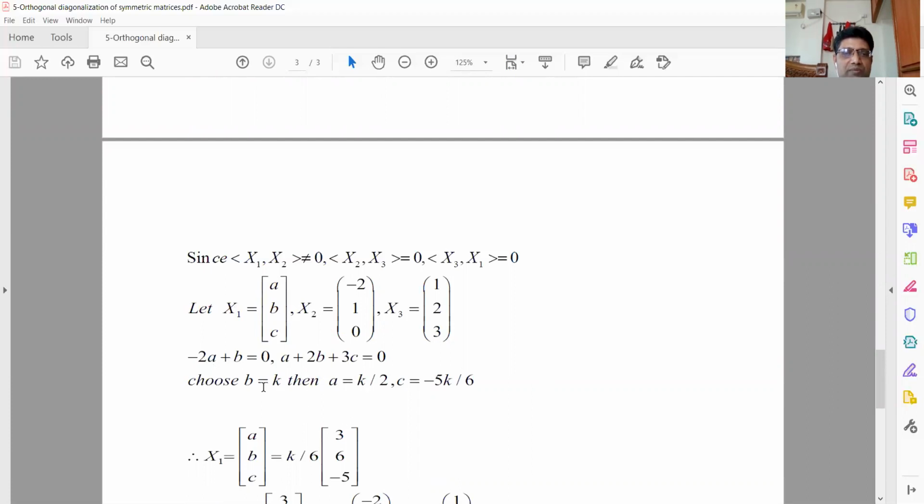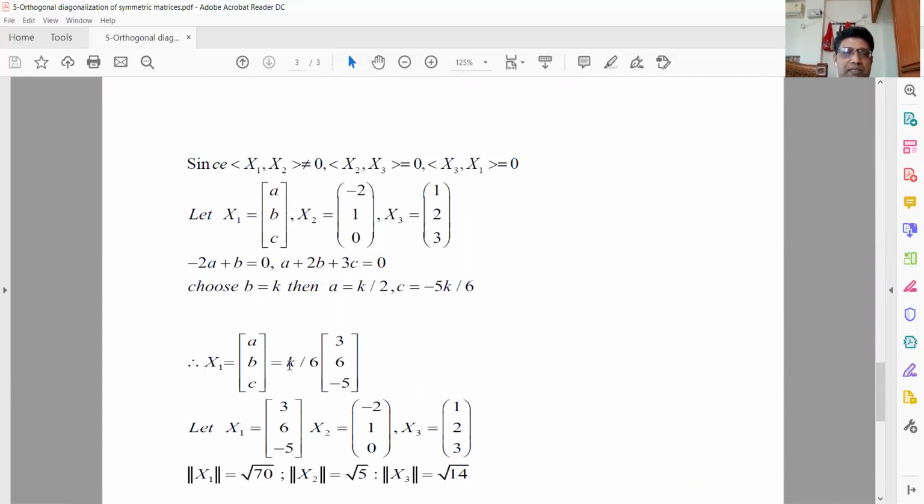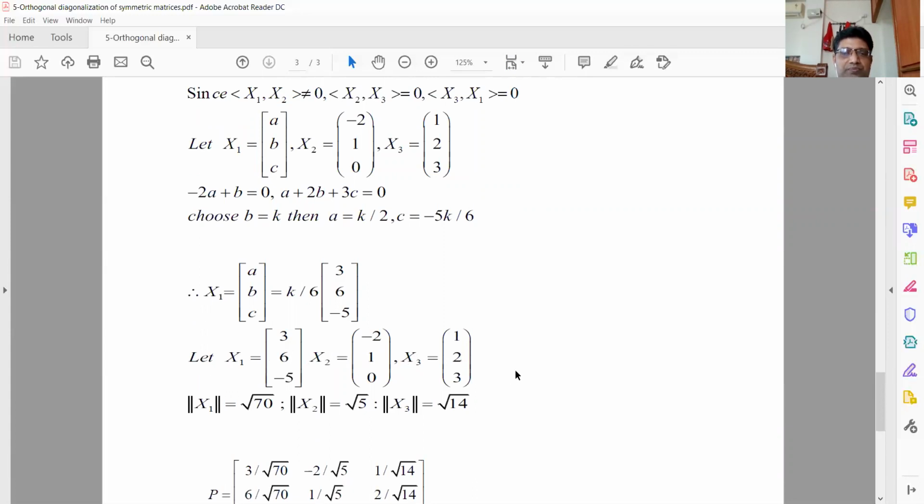So I will substitute that b and a in this. I will get c equals this one. Therefore, my new vector x1 is (a, b, c), which is k by 6 times (3, 6, minus 5). So if I select k as 6, I will get (3, 6, minus 5) as the new eigenvector x1. Now these 3 vectors are pairwise orthogonal. So now there is no problem.